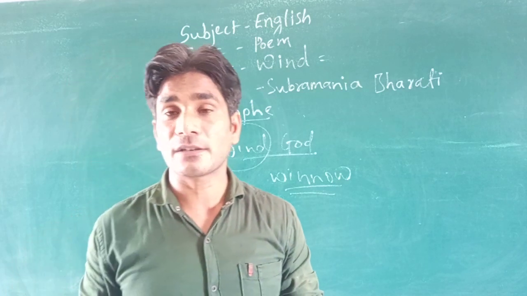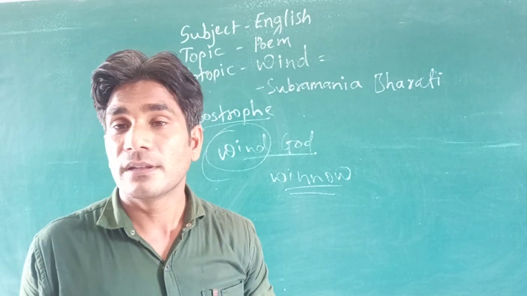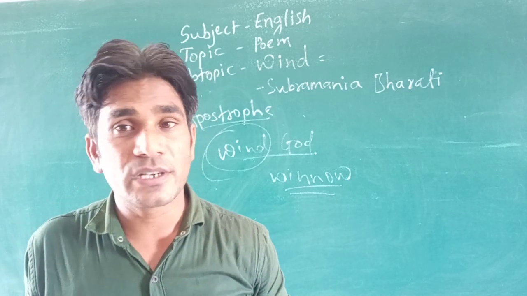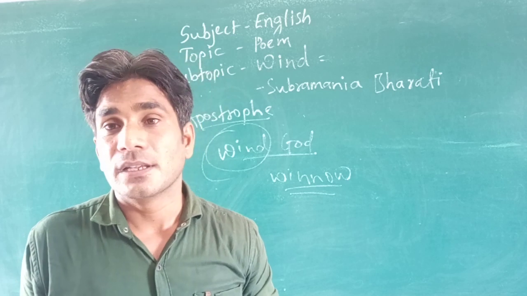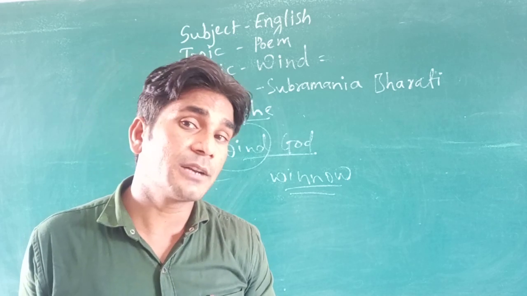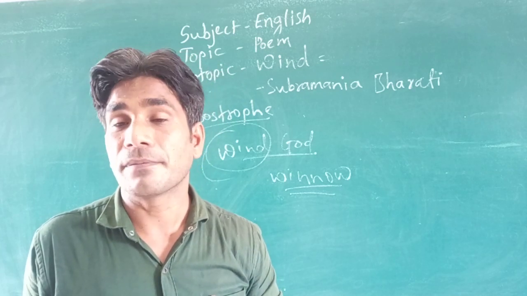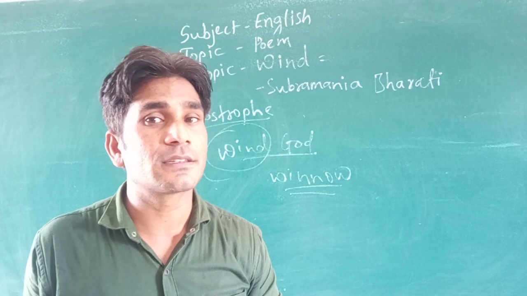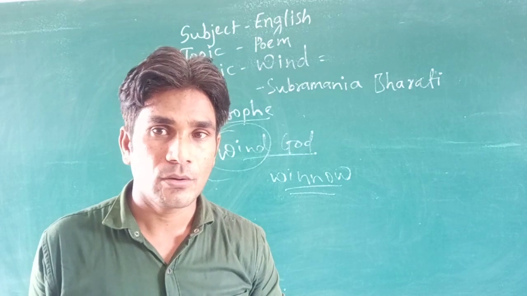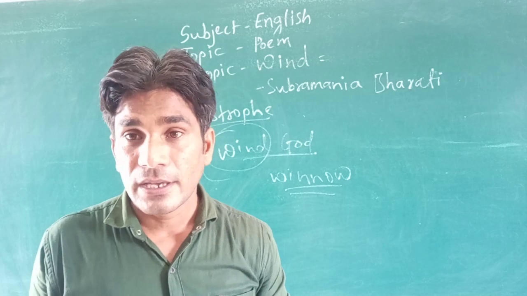This is actually the second part of the poem, or we can divide this poem into three parts. The first one is the request the poet made. Then the second one is the destruction the wind did. Then the third part is the advice, how to make friends with the wind, which is given in the third part. Okay, but let's see now. Here we are going to repeat what is given in the first part.